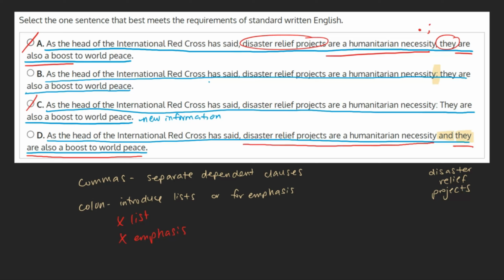As both of these clauses refer to the same subject, we don't need the subject explicitly stated on both sides of the and. Instead, our sentence should read, disaster relief projects are a humanitarian necessity and a boost to world peace, without the they. As this choice doesn't best meet the requirements of standard written English, we can mark this choice as incorrect and mark our original answer, choice B, as our final answer.